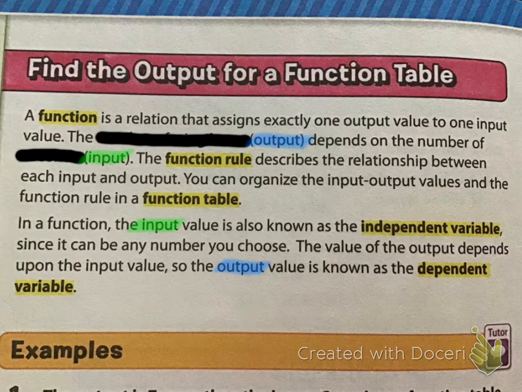In a function, the input value is also known as the independent variable, since it can be any number you choose. The value of the output depends upon the input value, so the output is known as the dependent variable. So since we can choose whatever we want for the input, it is the independent variable. That's how I remember it. Input, independent. And the output, what we get as our answer, depends on what we put in. Doesn't that make sense? What we get out is what we put in. It's kind of like the more work that you put into something, the better grade you get. So it depends on more what you get.